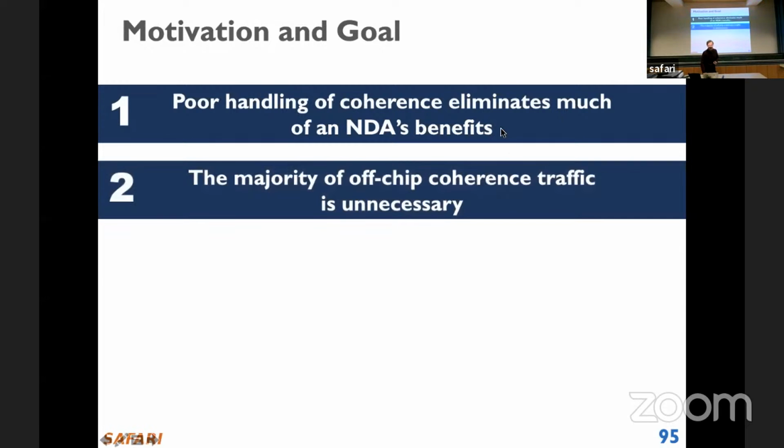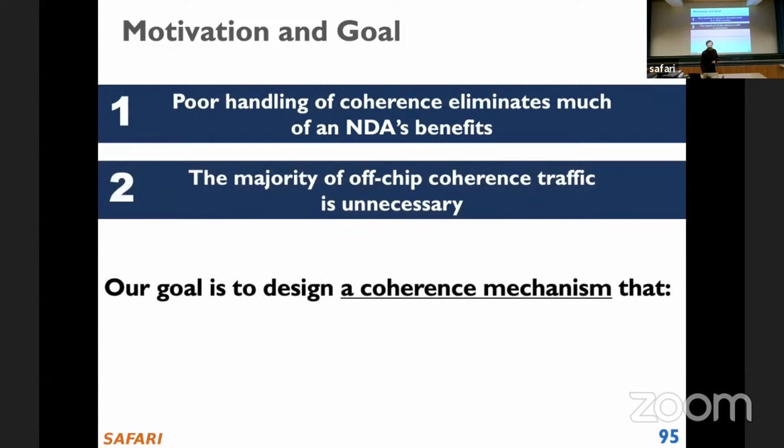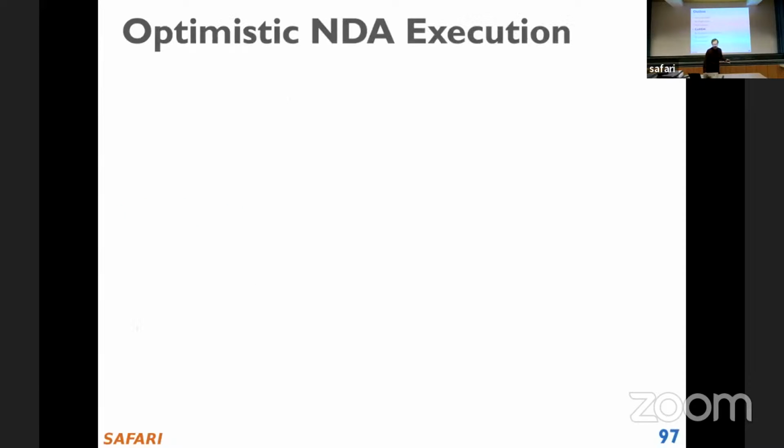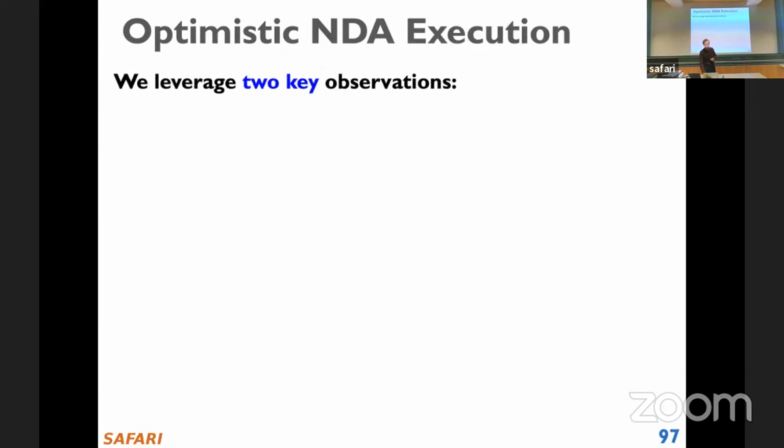So we've already discussed this: the majority of off-chip coherence traffic is unnecessary. The goal is to design a coherence mechanism that retains the benefits and enforces coherence with only the necessary data movement, as much as possible, of course. So that's the idea of CoNDA. This is an optimistic execution engine. It's going to be very similar to the transactional memory proposals, with one key difference.